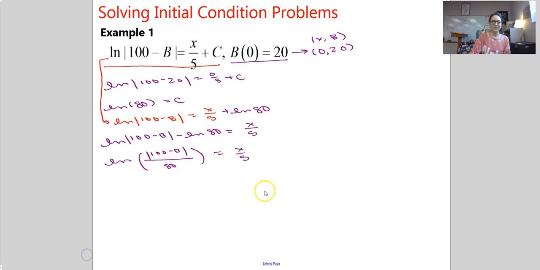Okay, now the next thing we want to get rid of, remember we're solving for b, is ln. So let's take e of both sides. So when I exponentiate the left, the ln goes away, and I'm left with absolute value of 100 minus b all over 80. But what I do to one side, I have to do to the other. So the other side is e to the x over 5. Again, trying to get b by itself, so let's multiply both sides by 80.